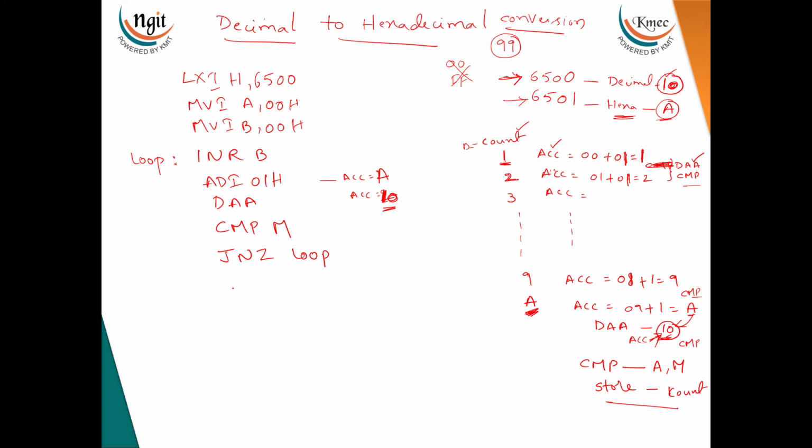Now how can we do that? MOV A, B. So the B value we moved into the accumulator and store that into 6501. Instead of this, you can also write INX H, because H is holding the 6500. If you say INX H, it will hold the 6501, and you can move the B value into the memory location. Either you can use this or use this. Now, the last one is HLT. Now this is the program for the decimal to hexadecimal conversion.